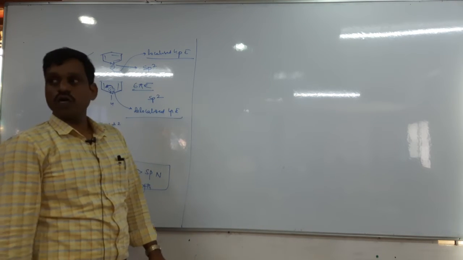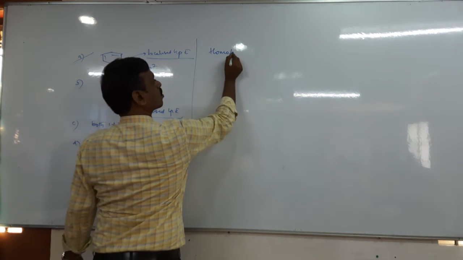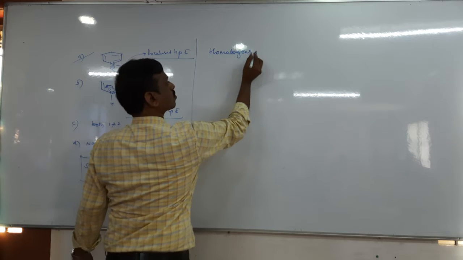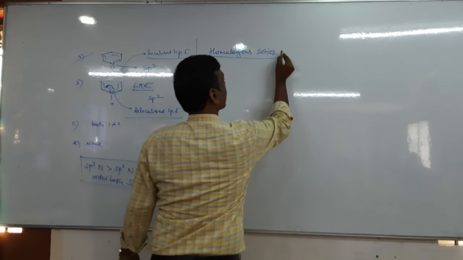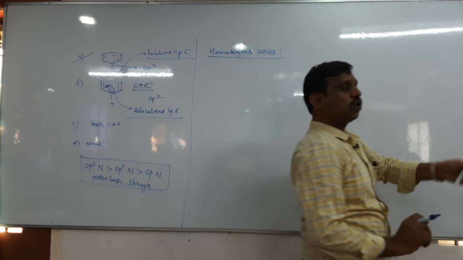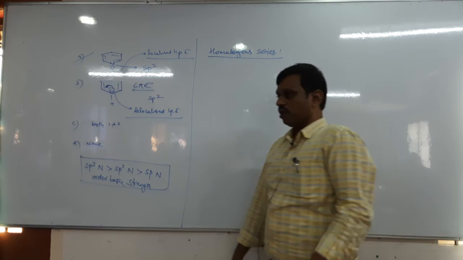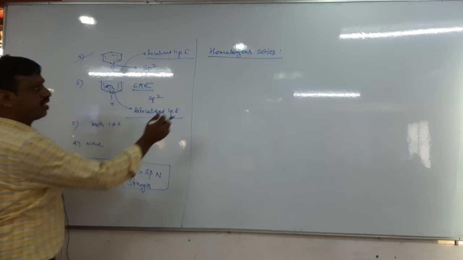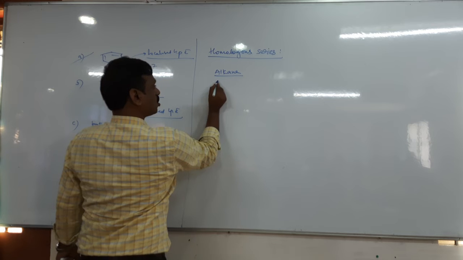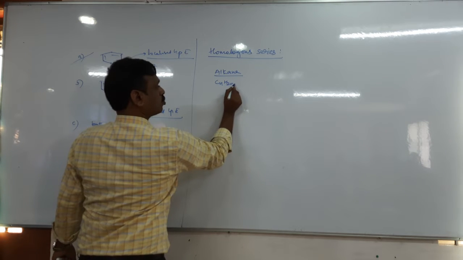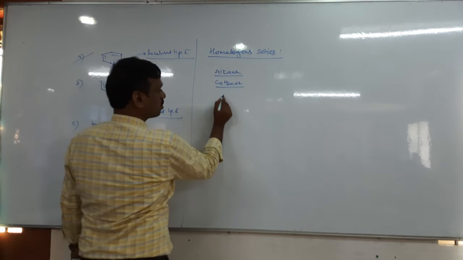Next, homologous series. What is a homologous series and what are the characteristics of a homologous series? Tell me. In a homologous series, for example, if I take alkane, can you tell me what is the general formula of alkane? CnH2n+2. Okay.